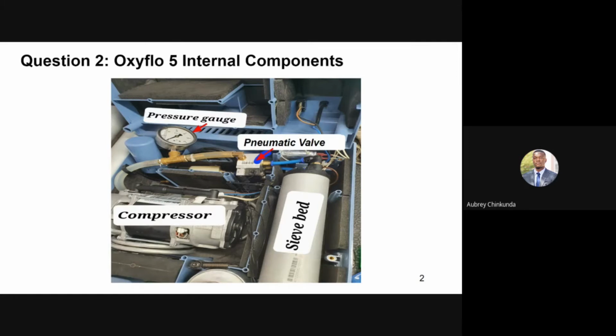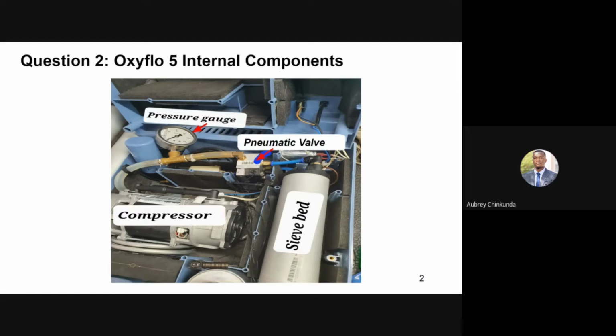Now, to find which part is faulty, you have to connect the pressure gauge between the compressor and the pneumatic valve. And then you have to turn on the machine and see if it's working within the recommended pressure range of 10 to 22 psi.